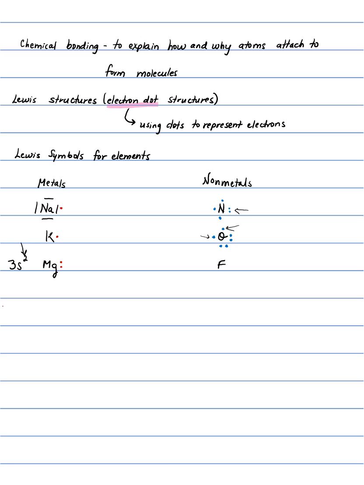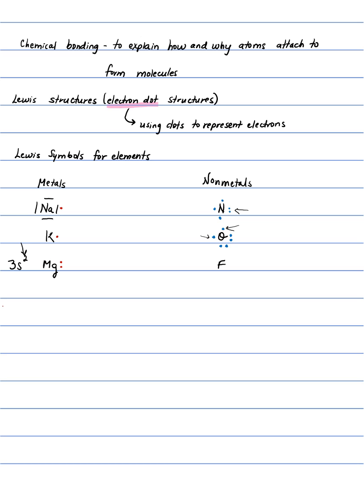Now for F, it's in group 7 in the periodic table. So if it's in group 7, we need 7 valence electrons. So 7 dots around F, placing one dot at a time in each of the 4 sides around the symbol. And then we start pairing them.